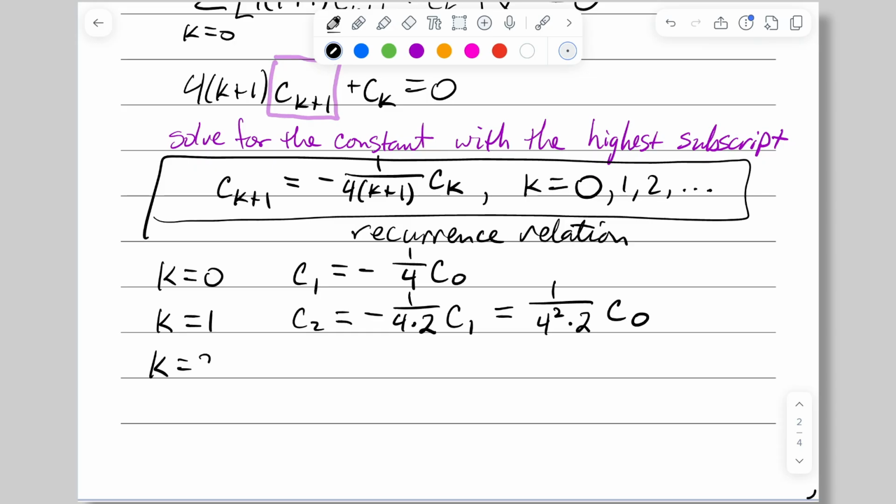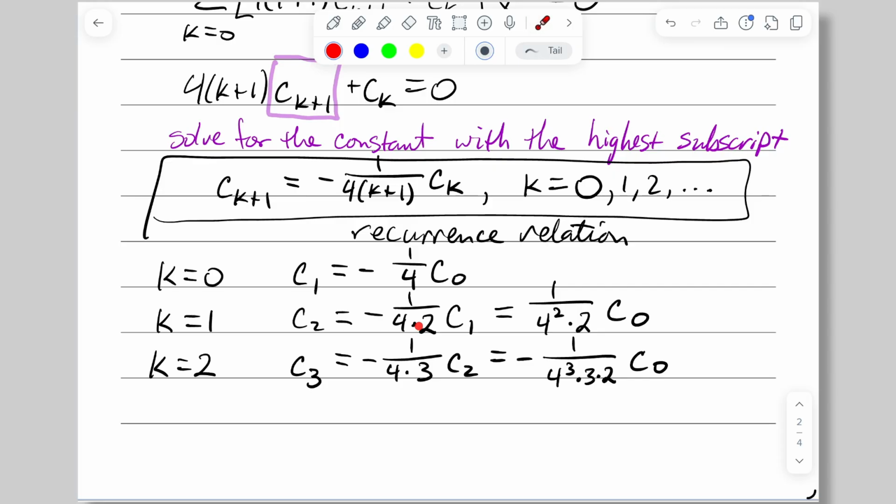Moving on to k equals 2, that's going to give us a c sub 3 is equal to negative 1 over 4 times 3 c sub 2. Yeah, this is the game. We can replace c sub 2, and we end up with negative 1 over 4 cubed times 3 times 2 times c sub 0. I don't usually leave all this factored this way, like 4 cubed times 3 times 2, but I'm doing that this time because of where I know this is going to go.